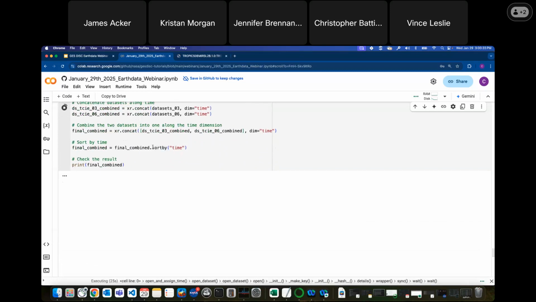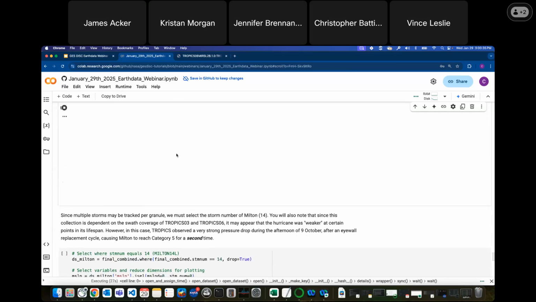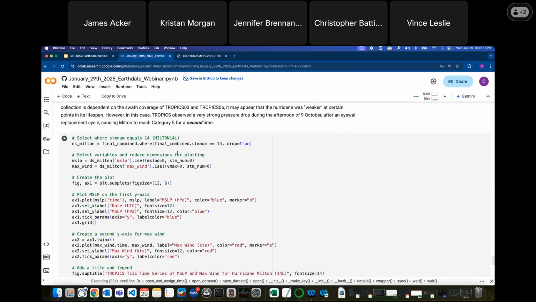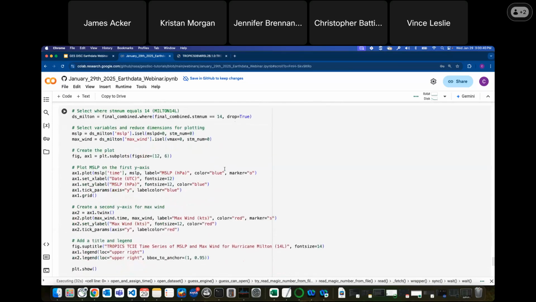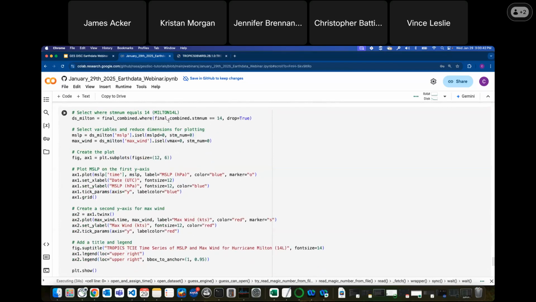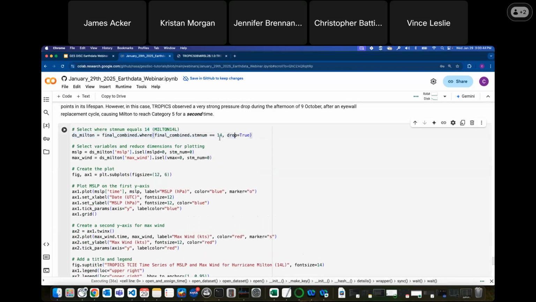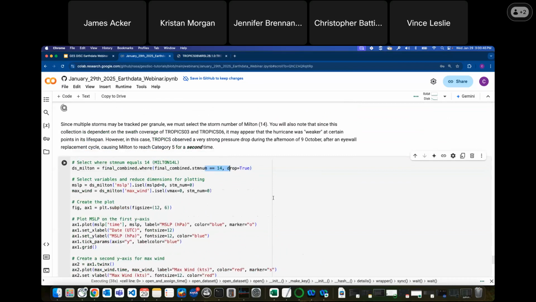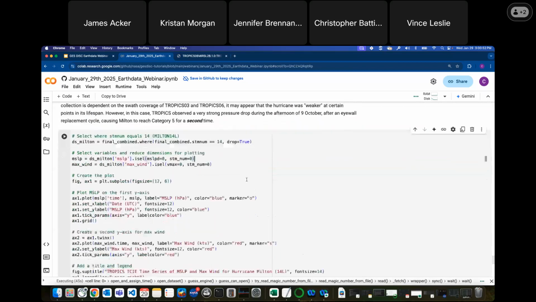I would like to invite you all to run this with me. But once you get that running, you will see in this final cell that we select Hurricane Milton by its storm number. Keep in mind that this query can capture TCIE tracks for different storms. So we only want Hurricane Milton.